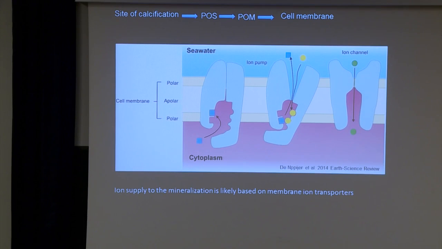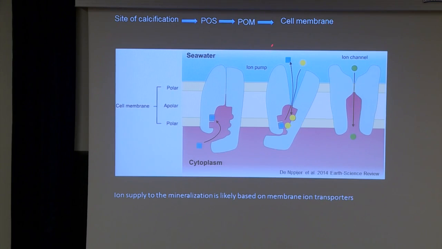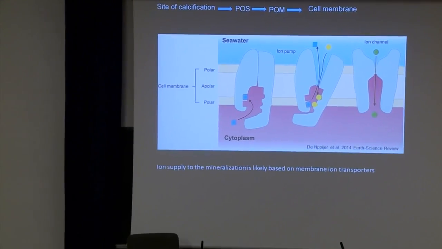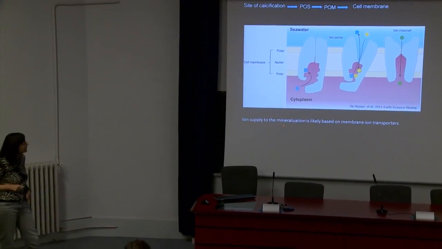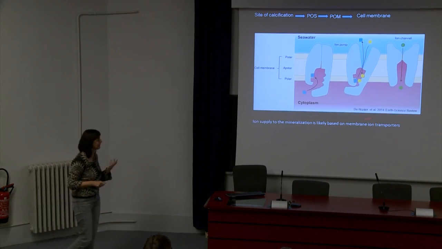So, if this is the site of calcification, this fingerprint of a lipid suggests to us that this primary organic sheet is really a primary organic membrane, and probably the remains of a cell membrane, some remains of a cell membrane that are no more functional, but was trapped after the biocalcification process. So this is a very fundamental implication because ion supply to the mineralization is probably based on membrane ion transporters.